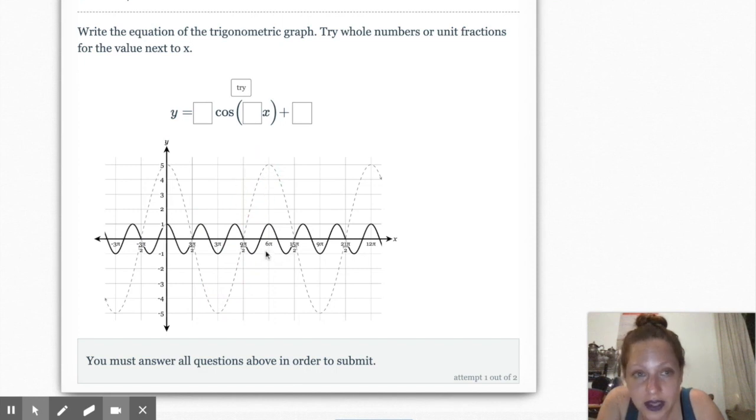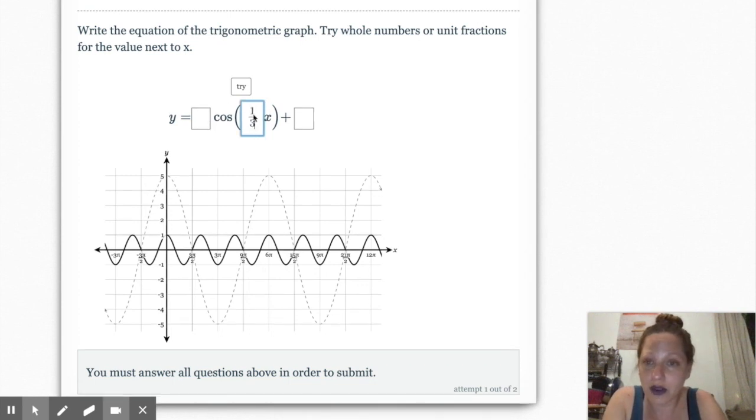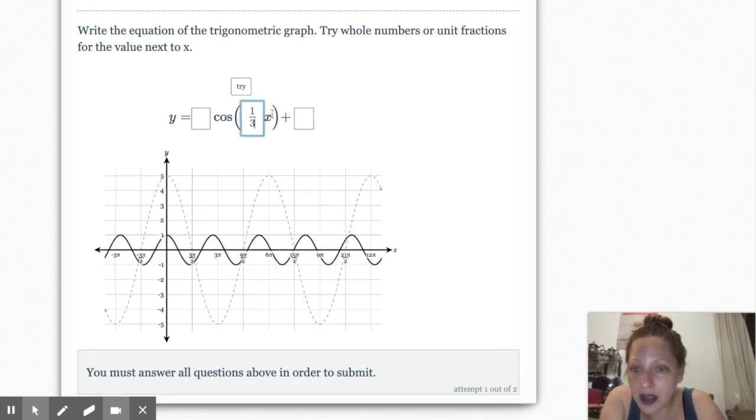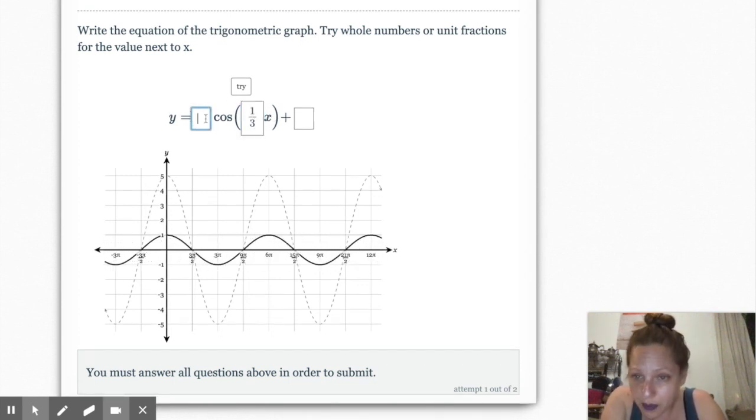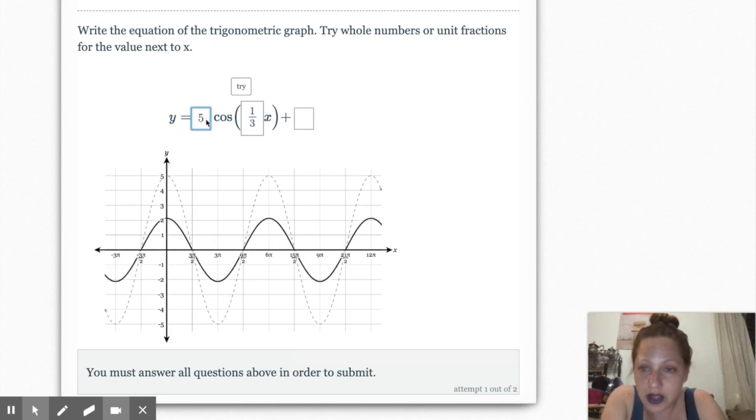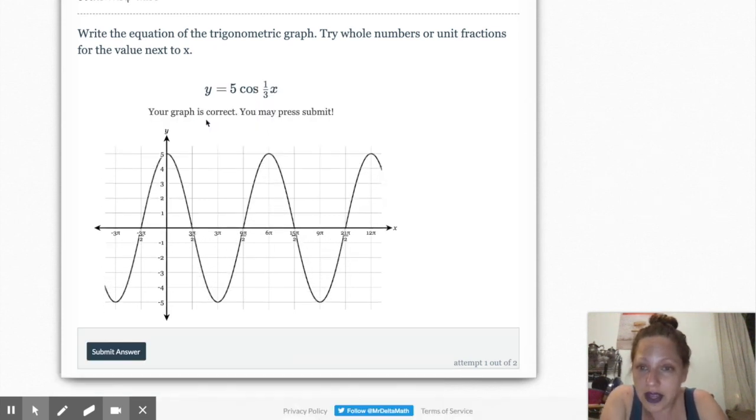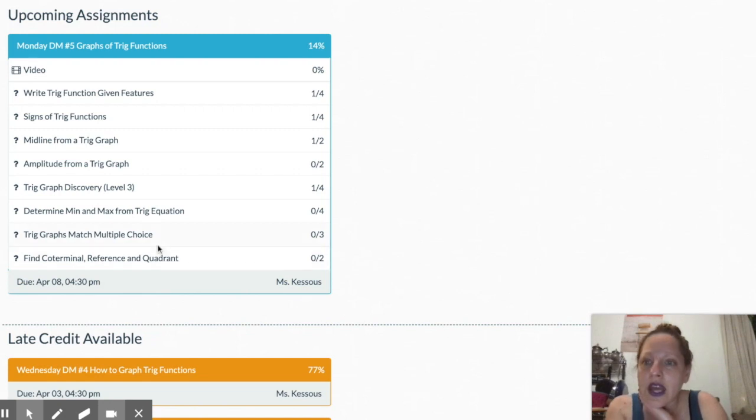boom. Okay, 6 pi is right there, and that means that I do 2 pi over 6 pi. Simplify that, and it becomes 1/3. That's the number I have to type in right here. Okay, then again, we found out that that was 5, and that's how you make it match.